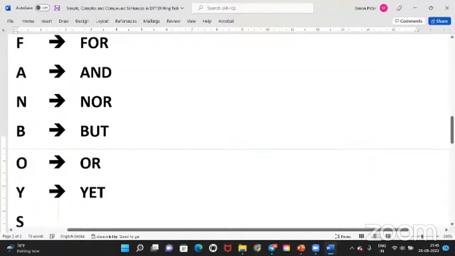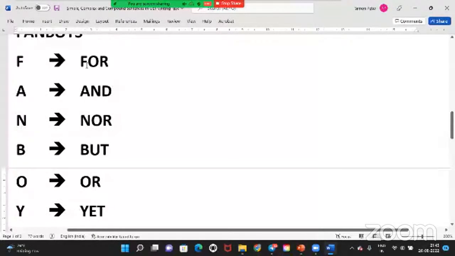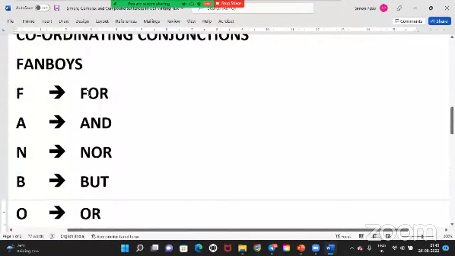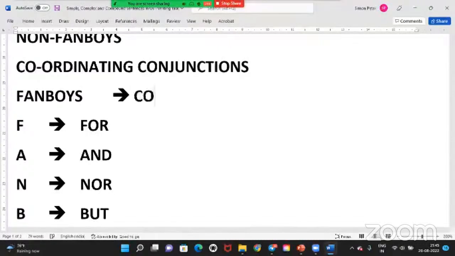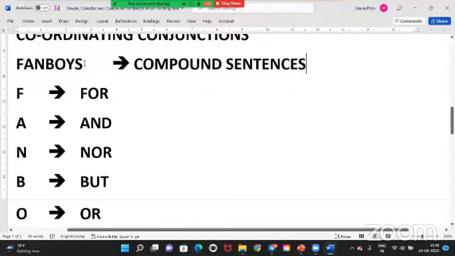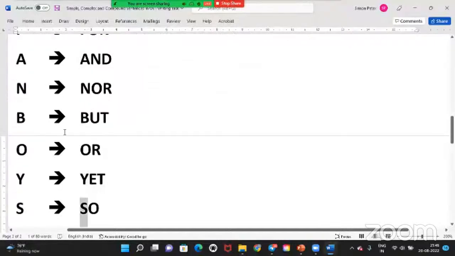Okay, and then so, these are the 7 words. If you use these 7 words, FANBOYS, that means they are coordinating conjunctions. When you use these FANBOYS, that means you are making compound sentences. That's it. For, and, nor, but, or, yet, so. The first letters: F, A, N, B, O, Y, S. Fan and boys. FANBOYS.